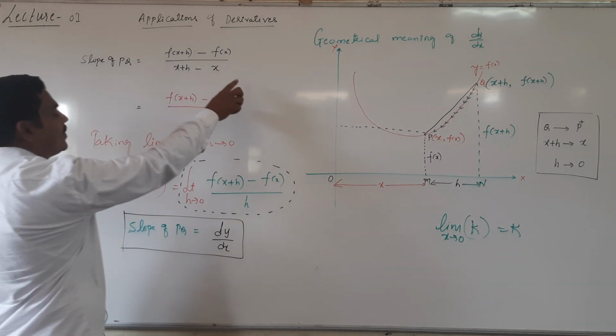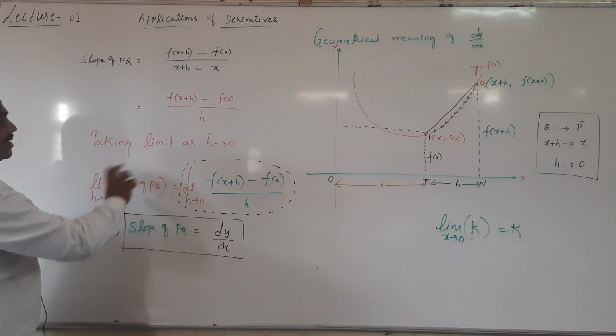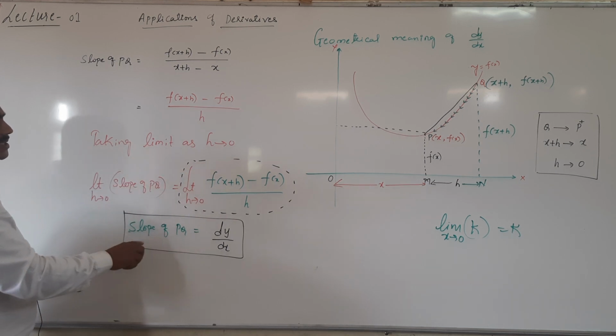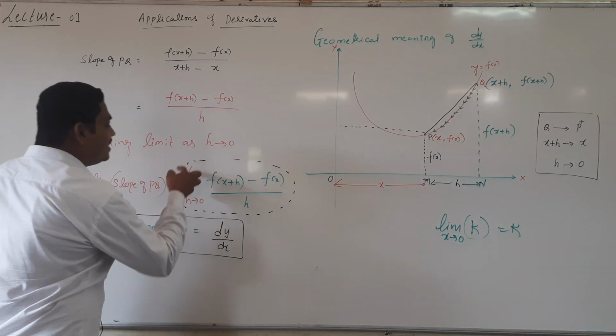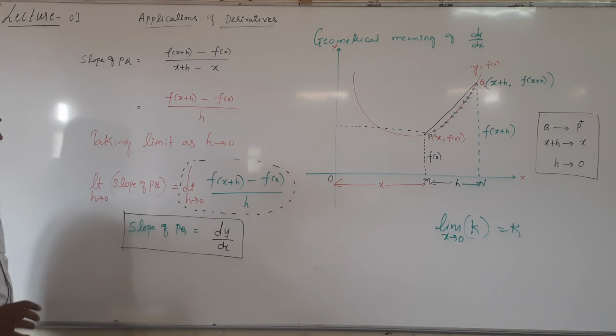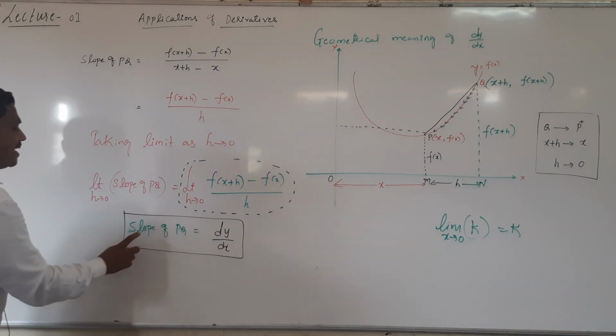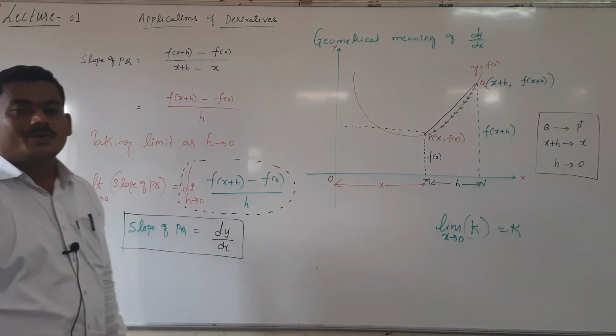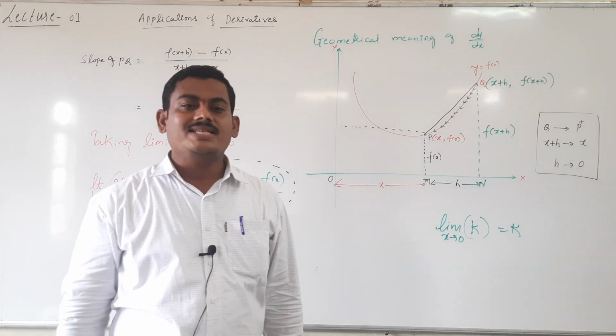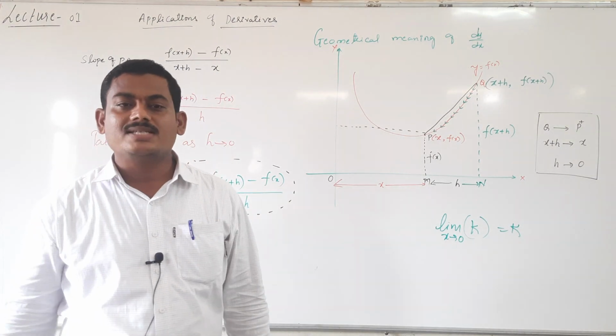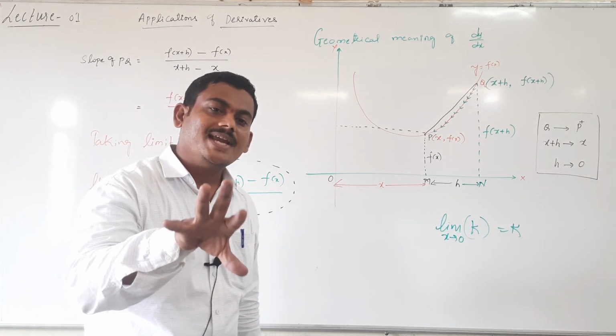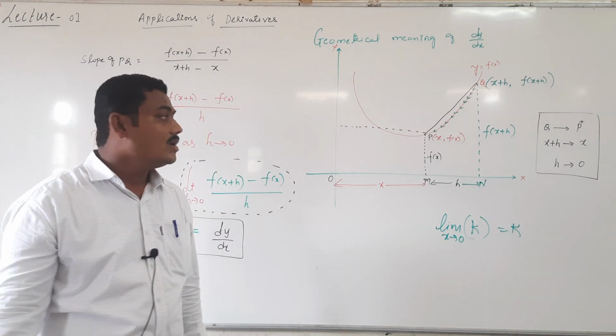Just by using the slope concept and taking the limit as h tends to 0 on both sides, on simplification, this limit is known as dy by dx only. Right-hand side is dy by dx, left-hand side is the slope of PQ. PQ is nothing but a tangent line. Already you know, PQ is a secant line as well as a tangent line.